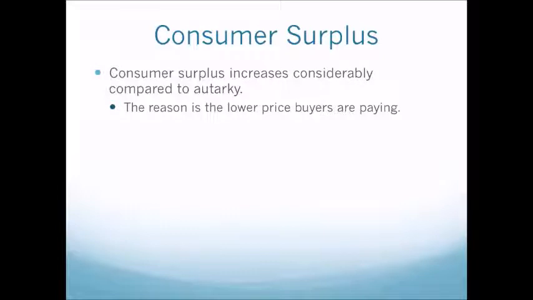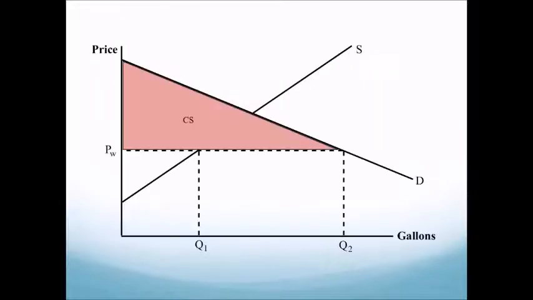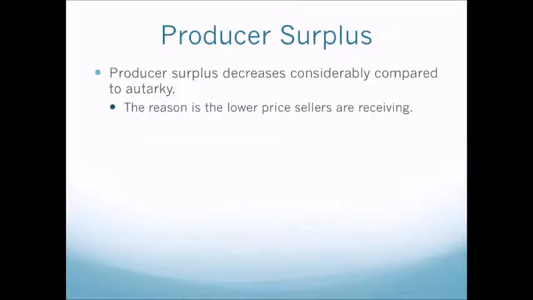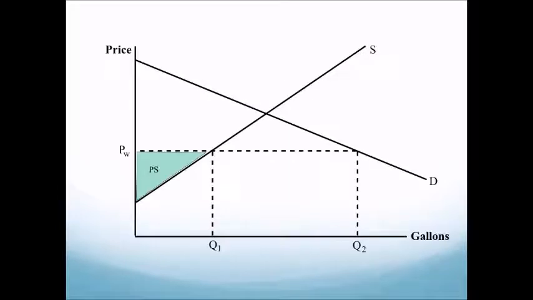The reason is the lower price buyers are paying. Consumer surplus is now the area below the demand curve and above the world price up to Q2. Producer surplus decreases considerably compared to autarky. The reason is the lower price sellers are receiving. Producer surplus is the area above the supply curve and below the world price line up to Q1.